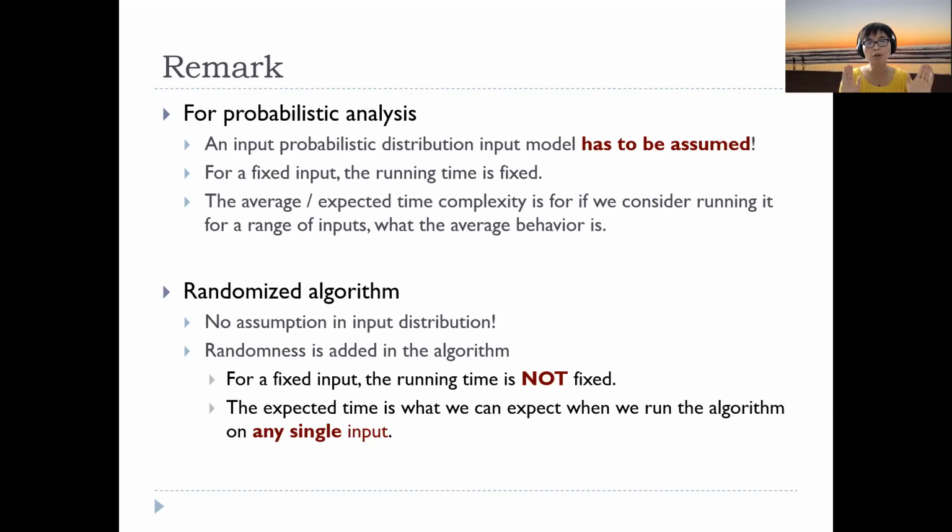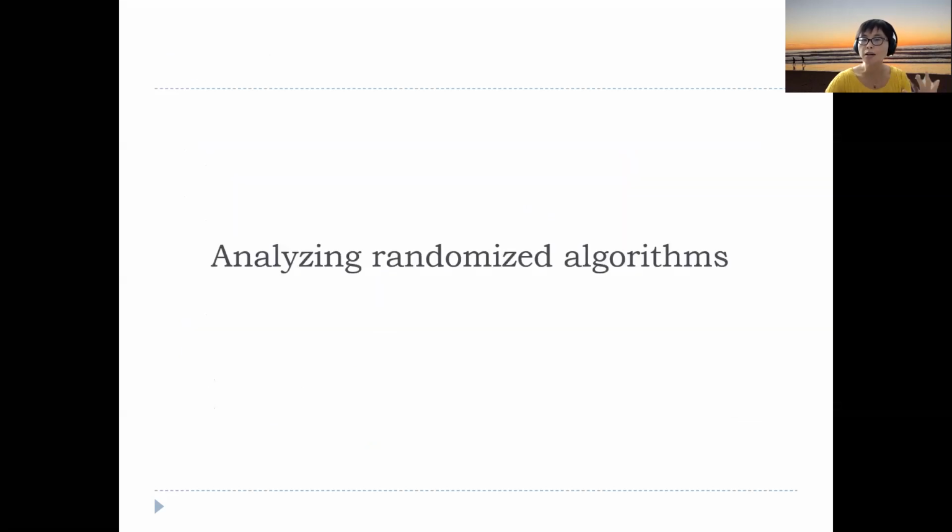So that's the distinction between these two. On a high level, probabilistic analysis says that I know what the model of the input is going to be like, what the probability of each type of input is, beforehand. Randomized means we don't assume anything on the input, but we add some random bits in the algorithm. So let's look at an example to make this more concrete. We are now going to focus on analyzing randomized algorithms.